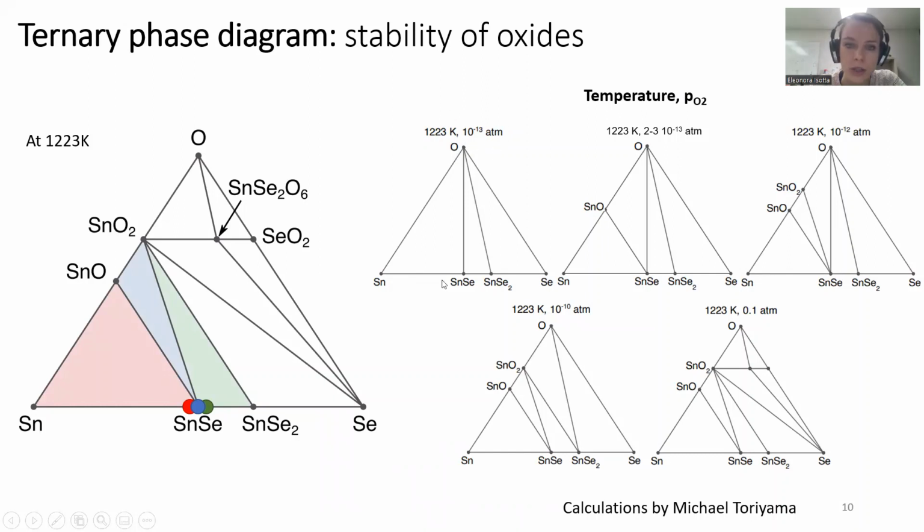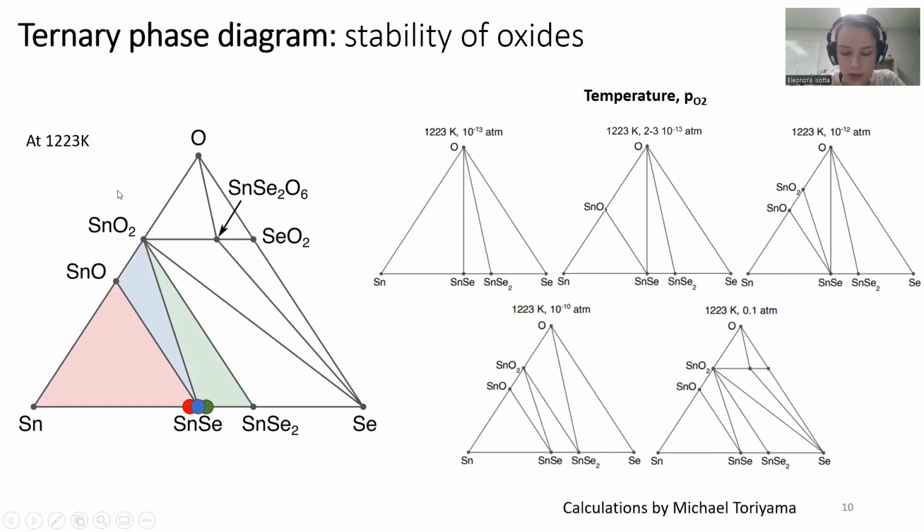low PO2, the oxide regions do not even form, and oxygen is more stable as oxygen gas. While for increasing PO2, we first start forming the region with SnO, and then the region with SnO2, until getting to the shape of the phase diagram that we see here.